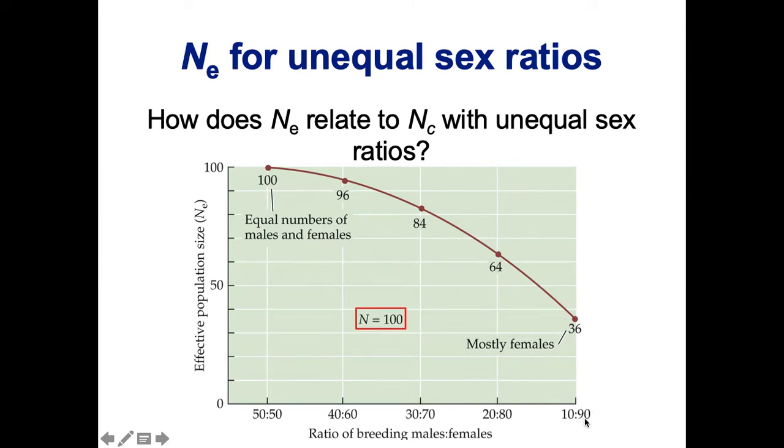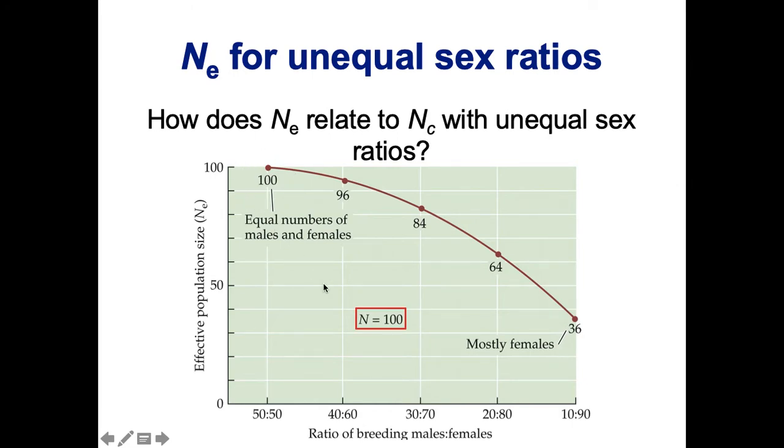It's not anywhere close to 1 to 500, so our elephant seals are way, way off on this side of the graph. And we have the effective population size here on the y-axis. The actual population size for all of these is 100. And so we can see here that if we have an equal sex ratio, the effective population size will be equal to the total population size, or the census population size.